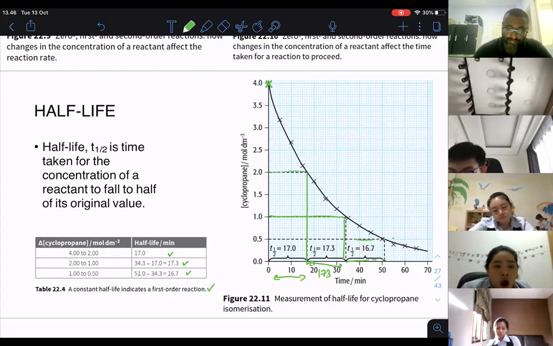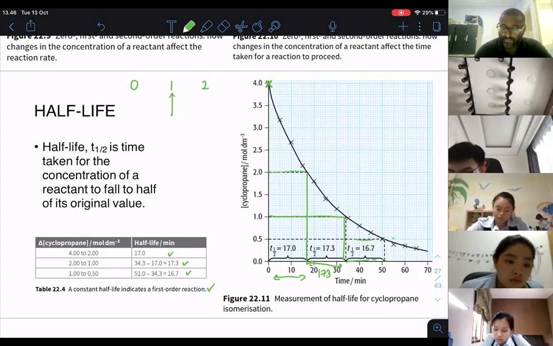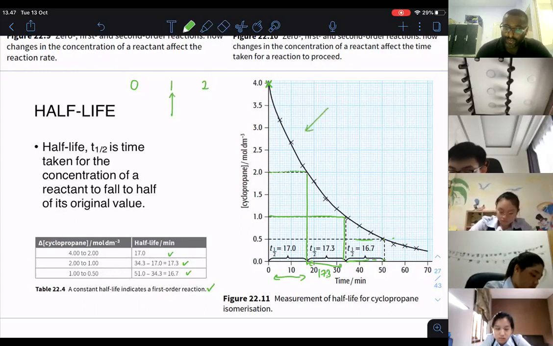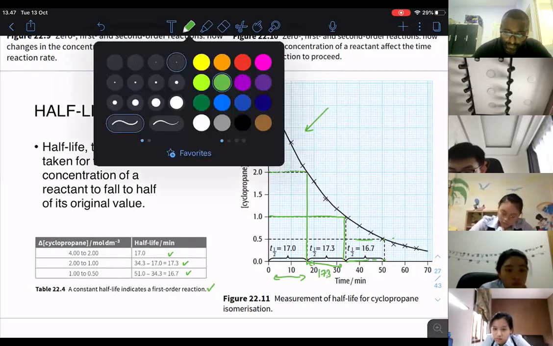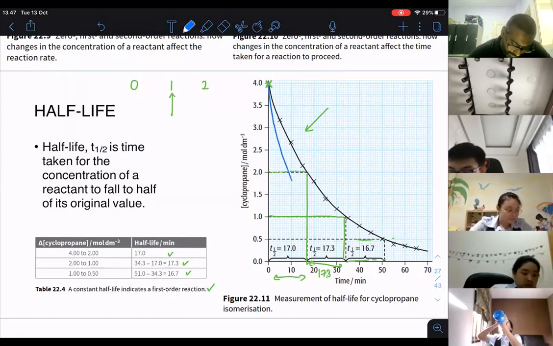Now I want you to understand this. We have zero order reaction, first order reaction, and second order reaction. If you have a constant half-life, it reflects a first order reaction. First order is going to be a curve. The second order reaction, I'll draw using blue ink, is going to be much steeper. Let's say I draw something like this.